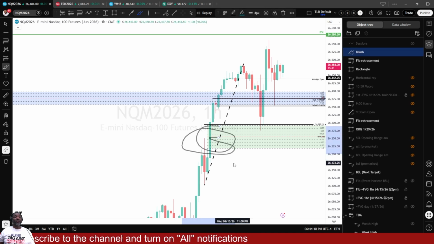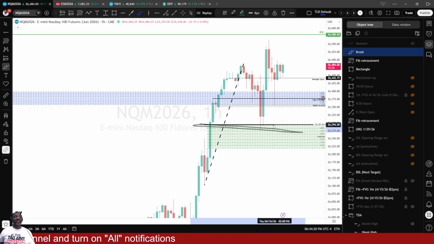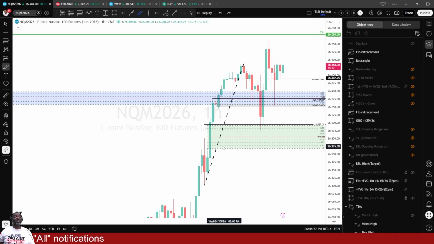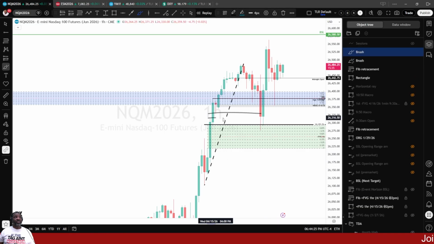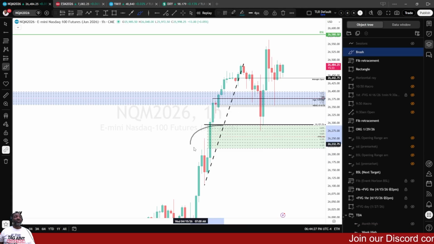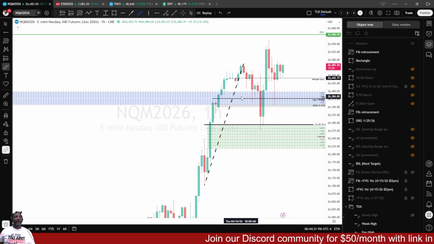It was created during a kill zone. It's in the discount of our move. So we're not looking at that fair value gap there. We're looking at that one, right? As buying opportunities, okay? Right?